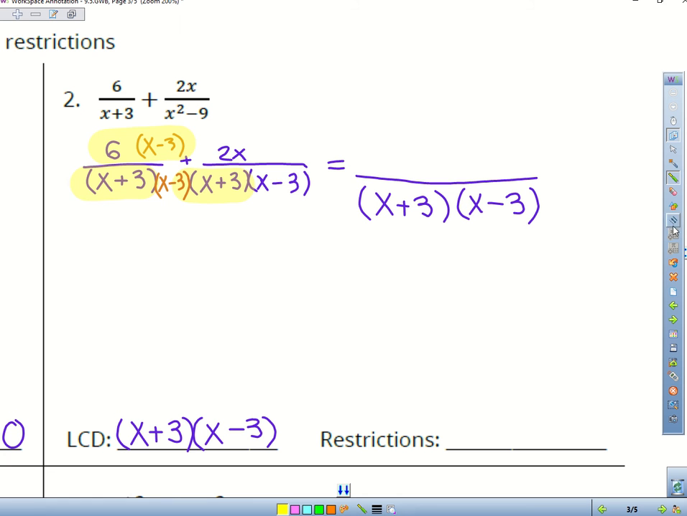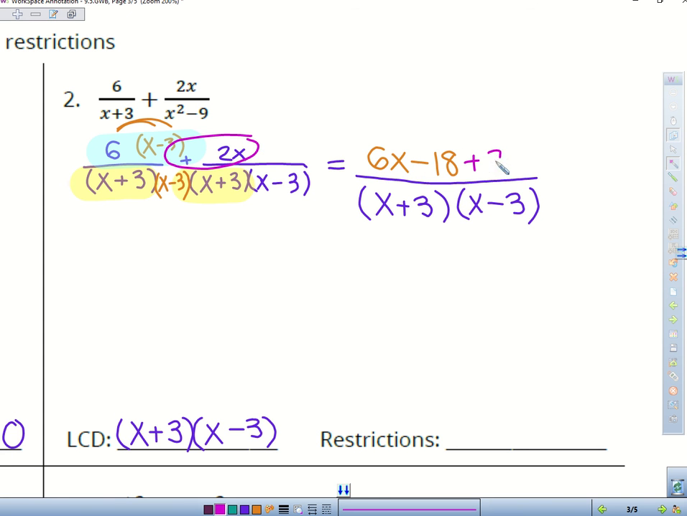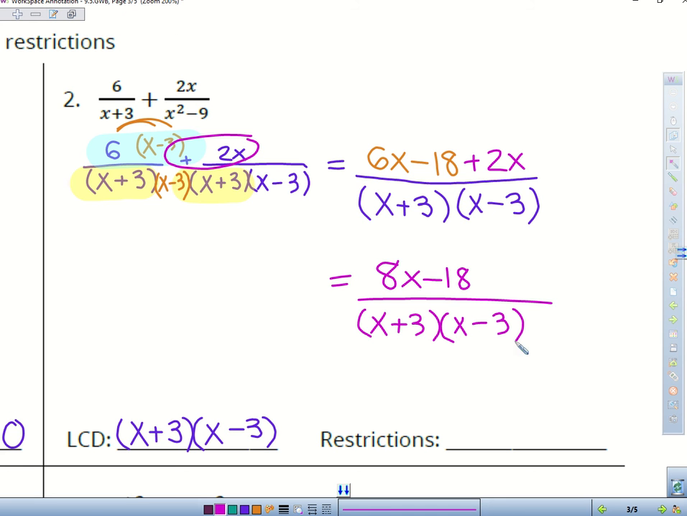So here, maybe I should use a different highlighter. I'm just going to use the distributive property right here, okay? Good. 6x minus 18, right? And then that's going to be plus the 2x that we have right here. Now I can simplify, and that's just going to give me 8x minus 18 all over this. Okay, any questions about that? What are my restrictions on this one? 3 and negative 3. Good. Alright, so you're starting to get the hang of it now a little bit more?